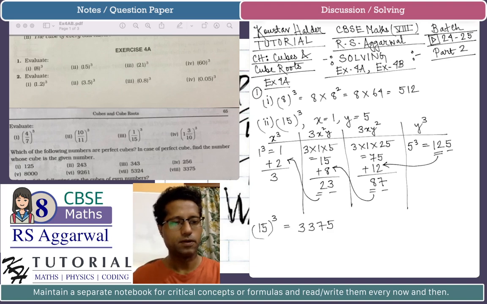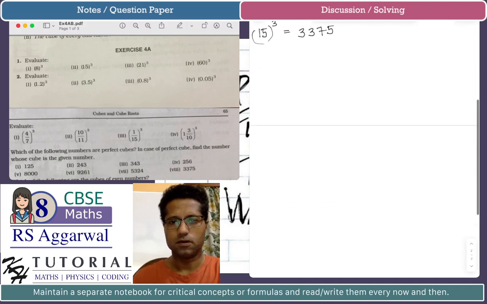I will check it quickly. Yes, 3375 is the cube of 15. Now I hope I need not do the 60 cube, you can do it yourself. Okay, now let's do problem 2.